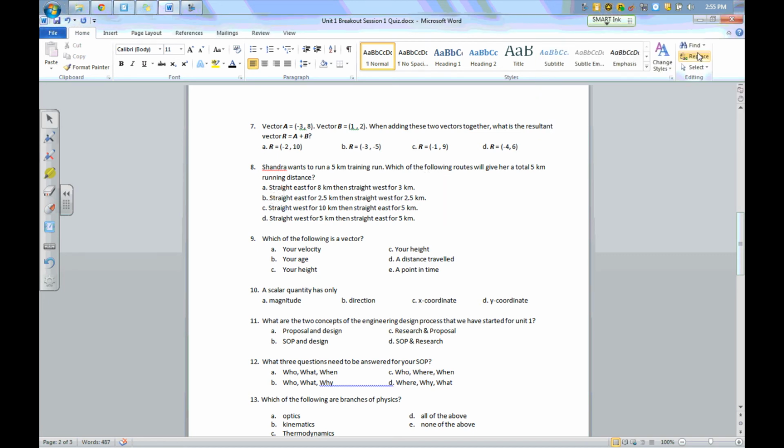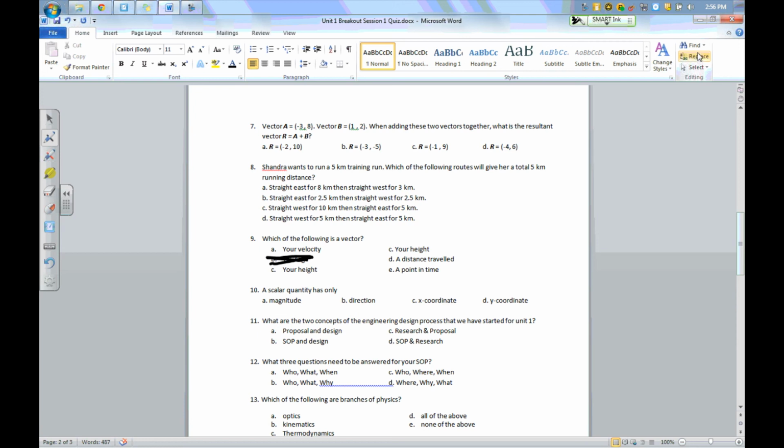Moving on to problem number 9. Which of the following is a vector? Your velocity, your age, your height, a distance traveled, or a point in time. The key thing to remember when you're looking for a vector or a scalar is, does the quantity have direction? Does direction matter when you are telling somebody about this quantity? So if you tell somebody your age, then you're not telling them you're 18, 15, 13, 14 years old to the left, to the right, or anywhere like that.